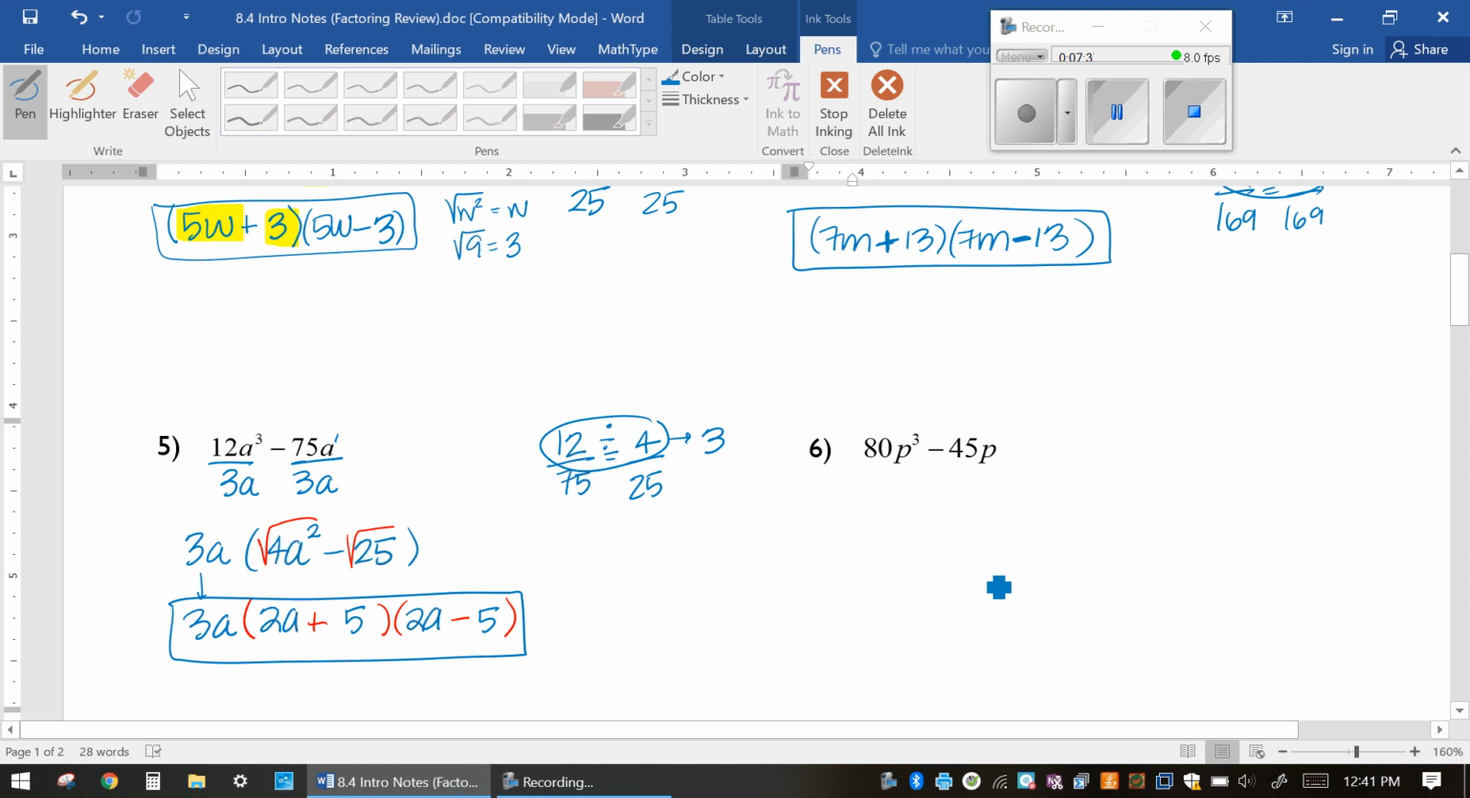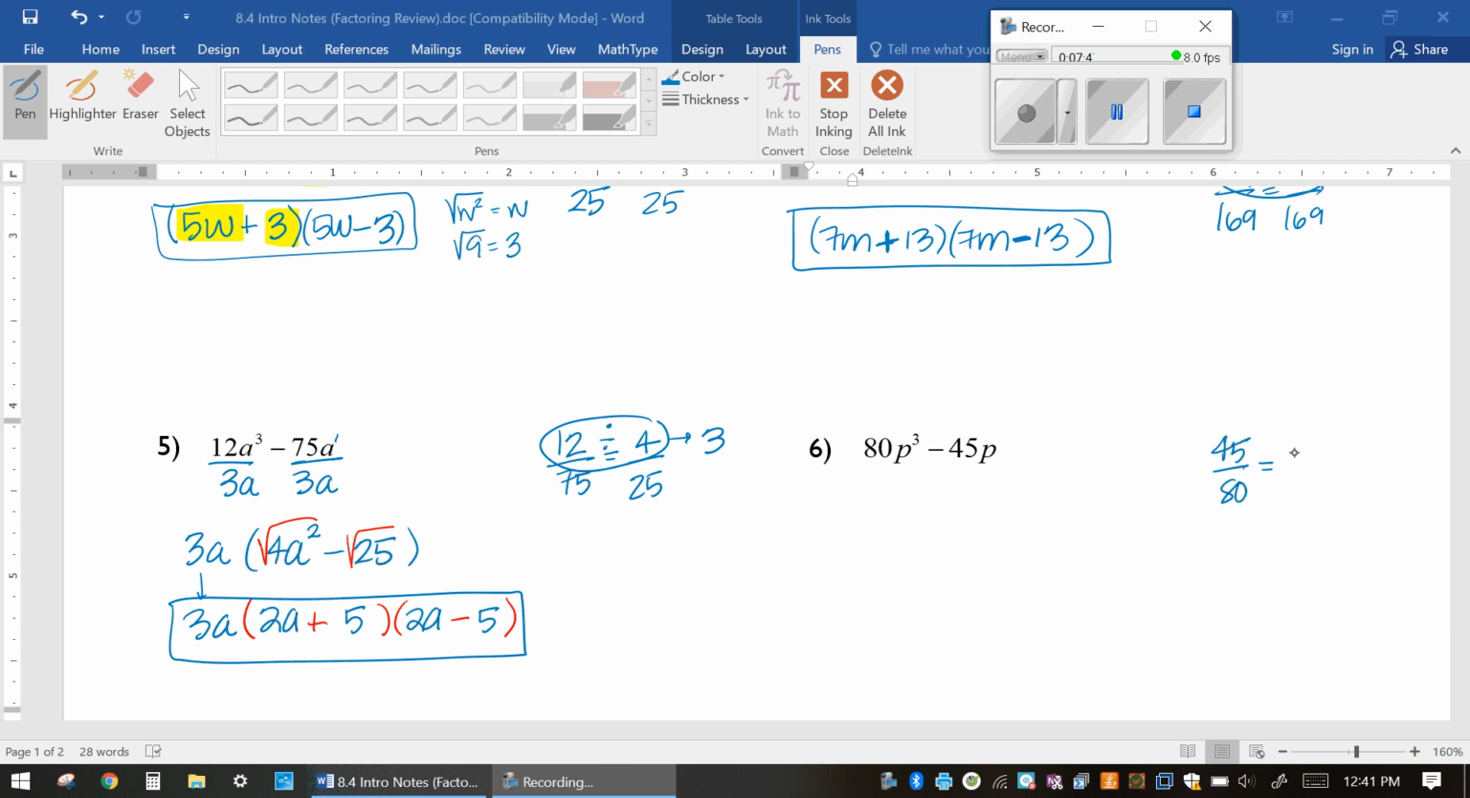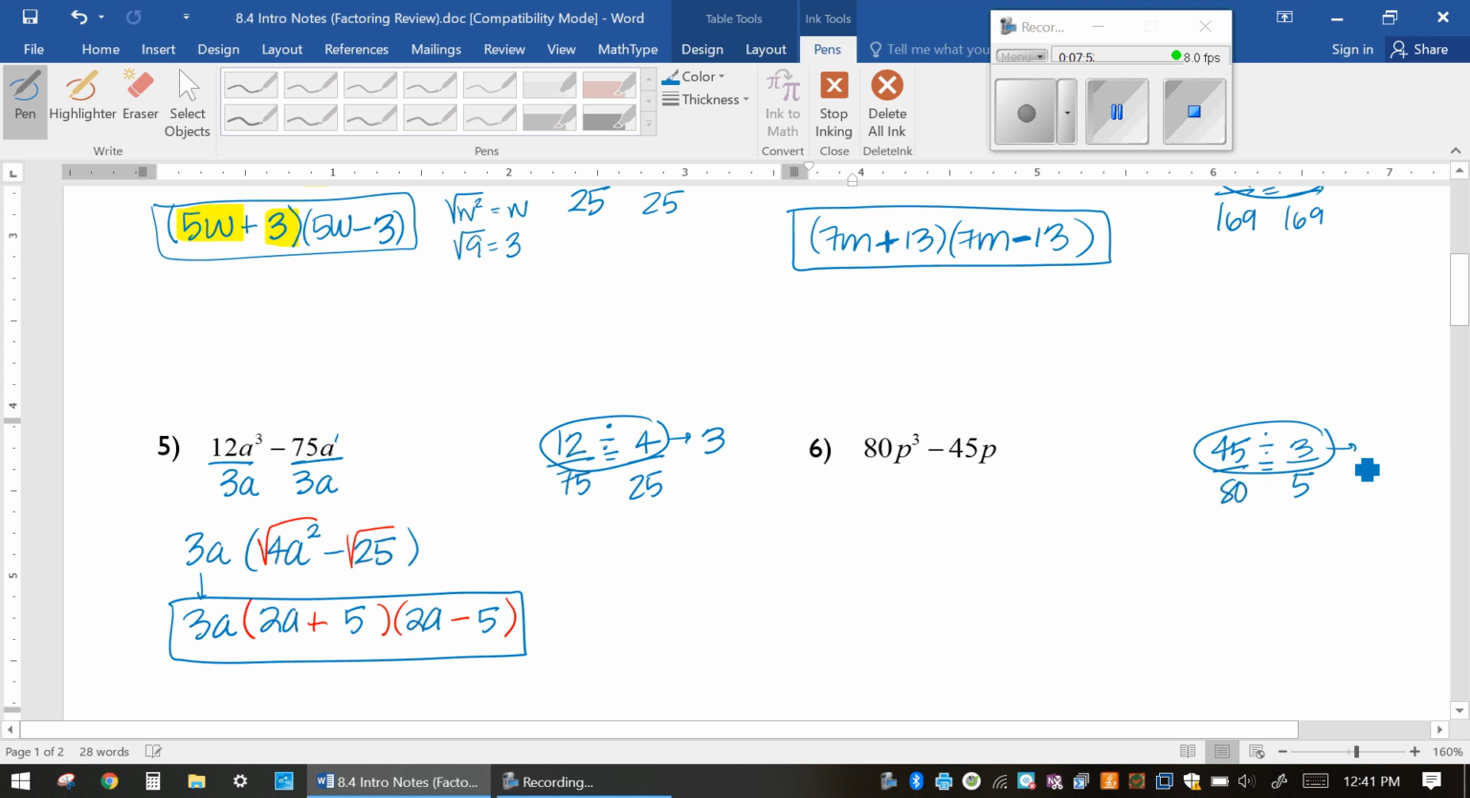And number 6, it's a binomial. Always check for GCF. 45 over 80. Go ahead and take a minute and see if you could reduce that. 45 over 80 reduces to 3/5. So what's the GCF? 15.